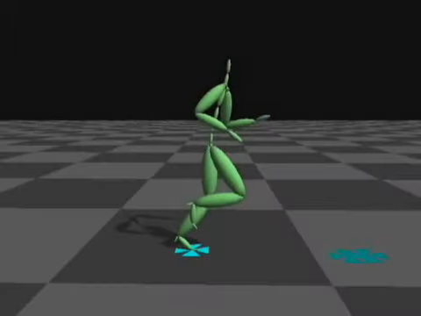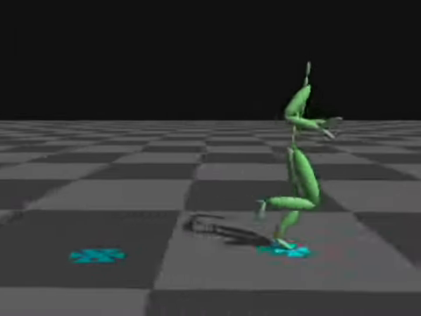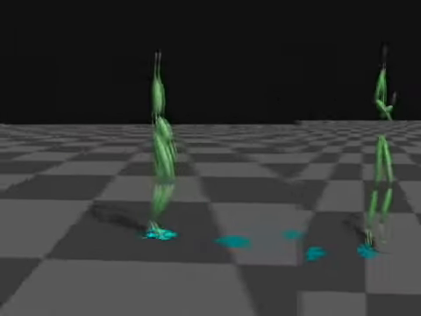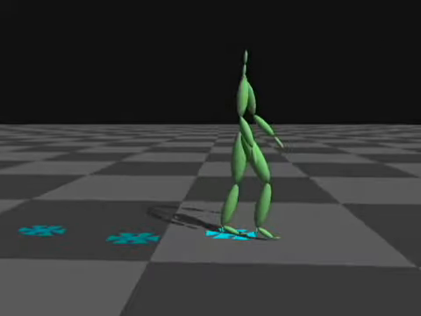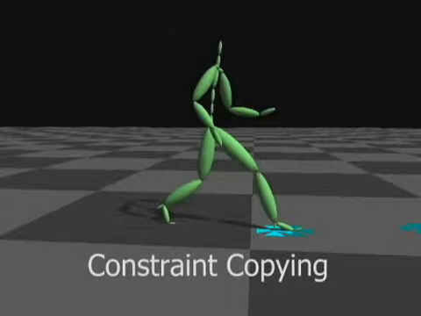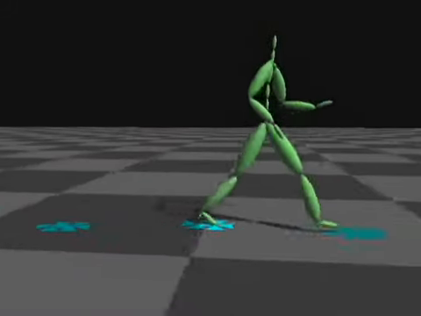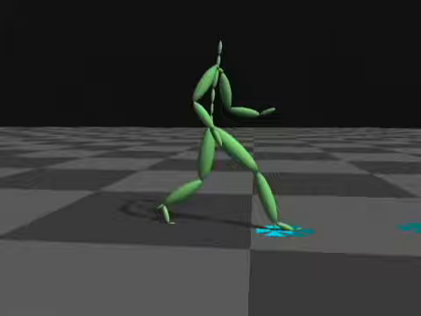Some motions have fundamentally different constraint states. For example, jogging contains periods of flight while walking does not. Simply copying constraints from one of the input motions into the blend can produce artifacts. Here we have interpolated walking and jogging to produce a trotting motion. The character's feet appear to stick to the ground.